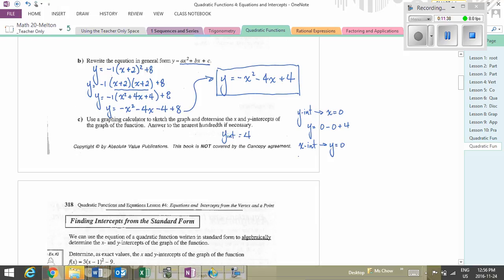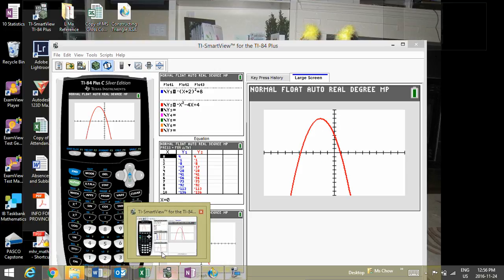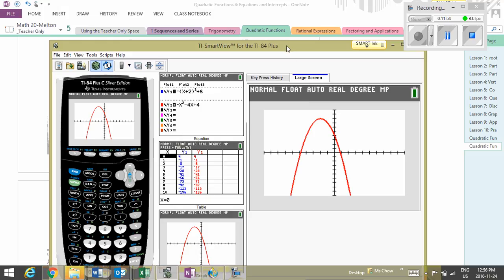So if we were to substitute in 0 is equal to negative x squared minus 4x plus 4, it's actually unclear exactly what x value is going to work for us. And again, when we look at the graph, it's not totally clear what that is. So let's use our calculator to solve that for us.